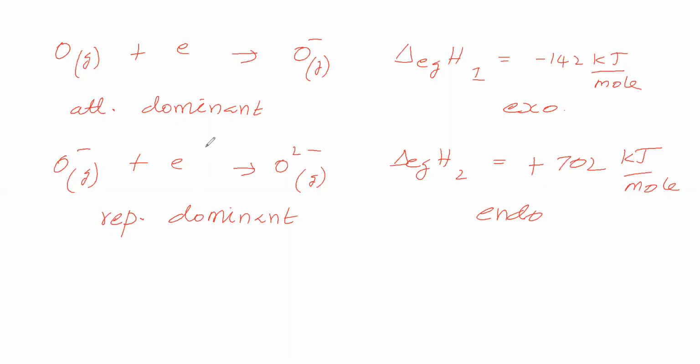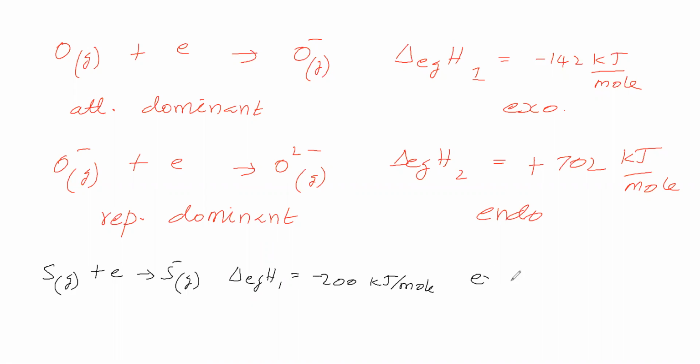That's all. So here we have seen first electron gain enthalpy and second electron gain enthalpy. Now we will take another example. Sulfur gas plus electron gives S minus. This is called first electron gain enthalpy. This is equal to minus 200 kilojoule per mole. Minus means exothermic, meaning attraction is the dominant factor.